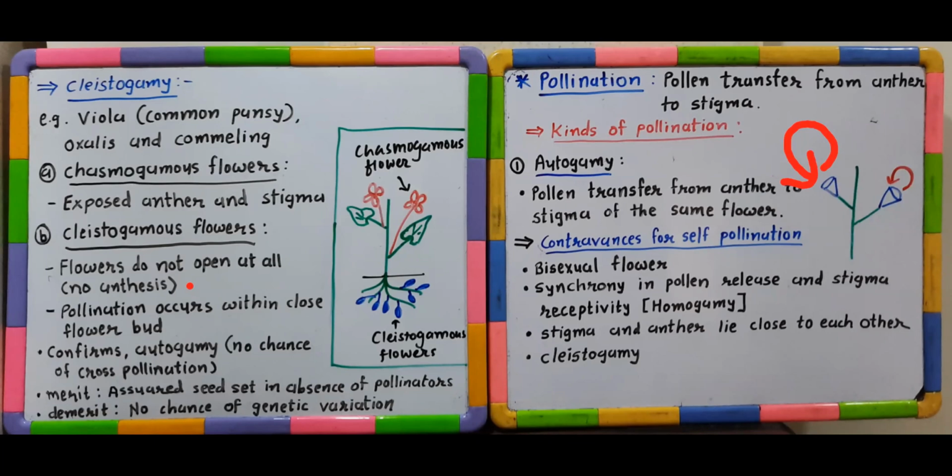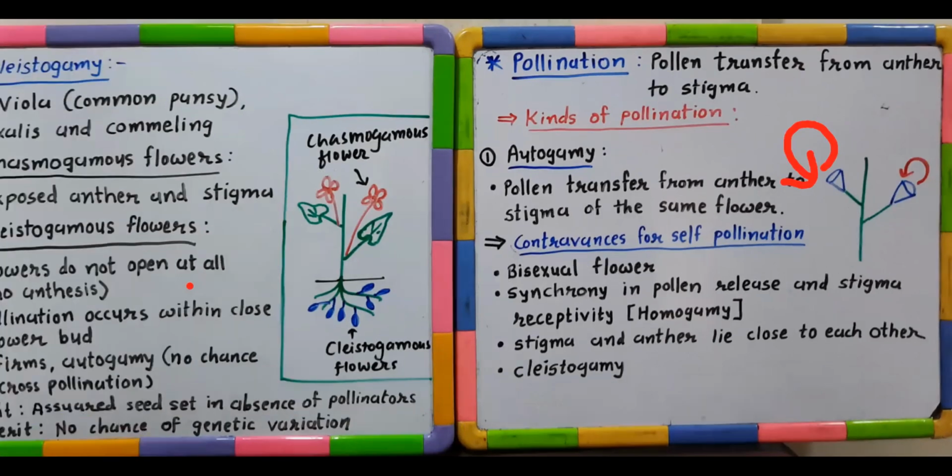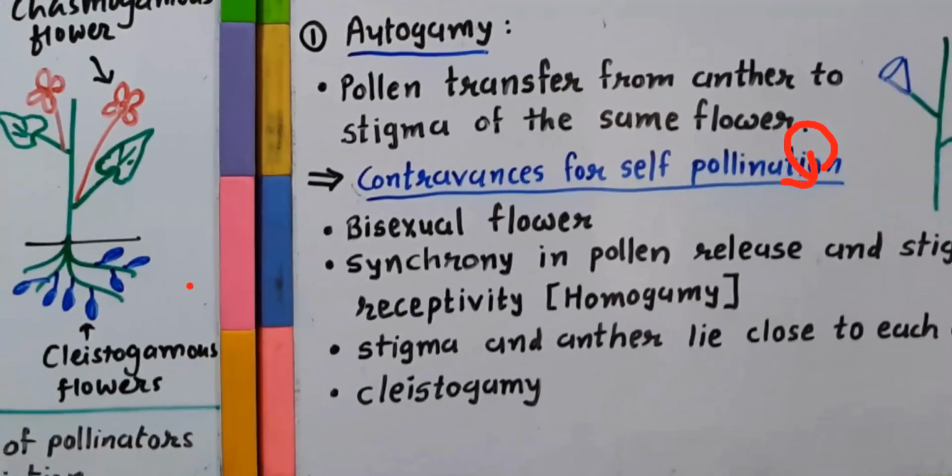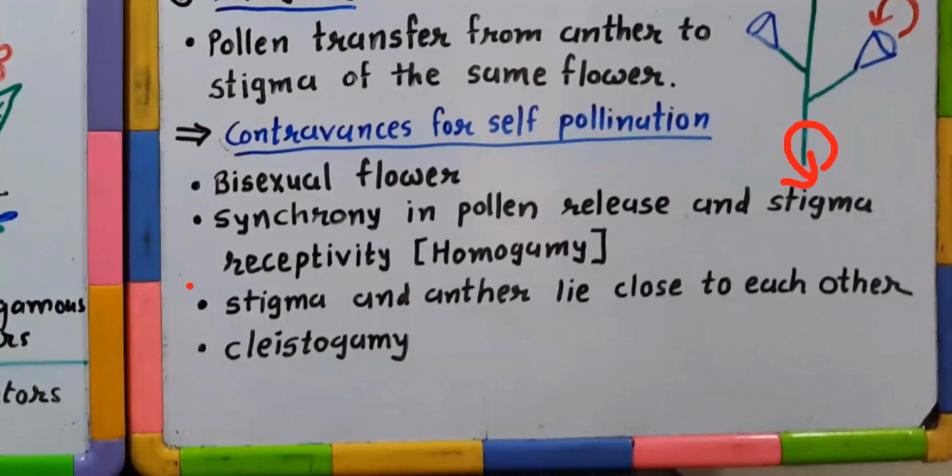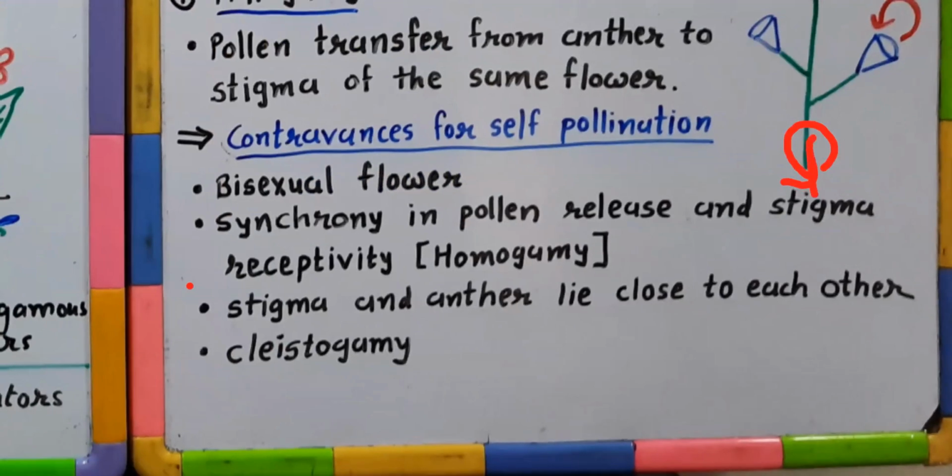So both are showing synchronization, the parallelity in the timings, that is, release of pollen and stigma receptivity period. If they are the same, the chances get higher. This phenomenon is called homogamy. This enhances the chances of self-fertilization.